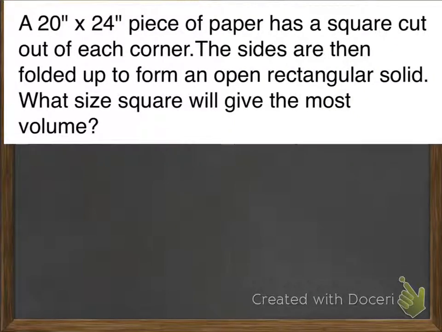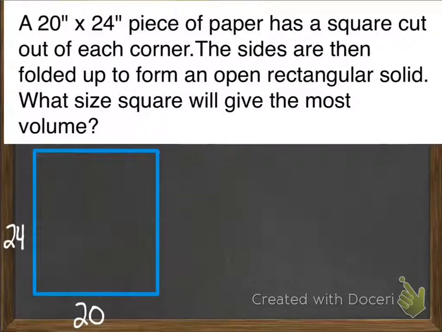All right, another optimization problem. This time we're given a 20 by 24 inch piece of paper, and we're going to cut the squares out of each corner. Once you do that, that's actually going to create for you a T-shape.